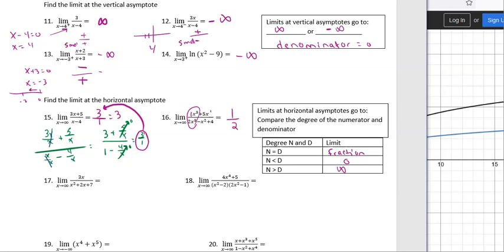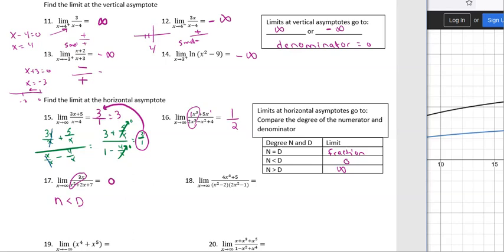Let's look at number 17. Number 17, so here is our highest exponent in the numerator, it's x to the first. Our highest exponent in the denominator is x to the second. So this means that the degree of the numerator is less than the degree of the denominator. So this one will go to 0.